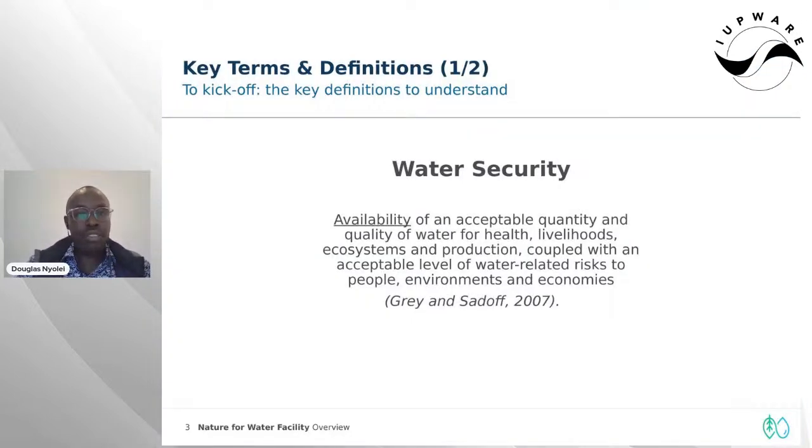The first definition that I would want people to be aware of is water security. What is water security? As defined by Gray and Sadoff in 2007, it is mainly the availability of an acceptable quantity and quality of water for health, livelihoods, ecosystem, and production, coupled with an acceptable level of water-related risks to people, environment, and economies. So in other words, we're talking about quantity and quality for health, livelihoods, and ecosystems. Those are the key words.